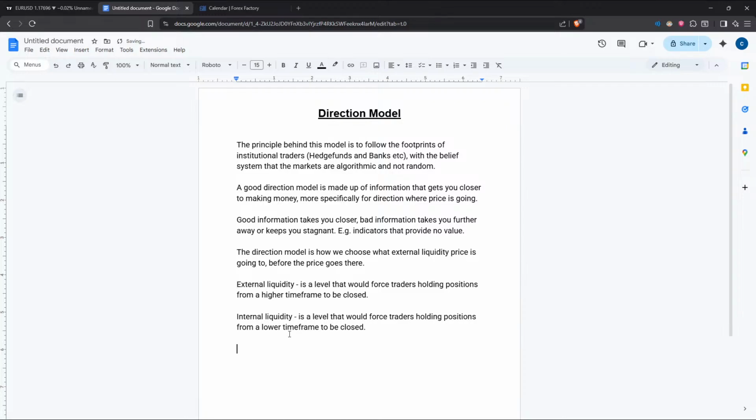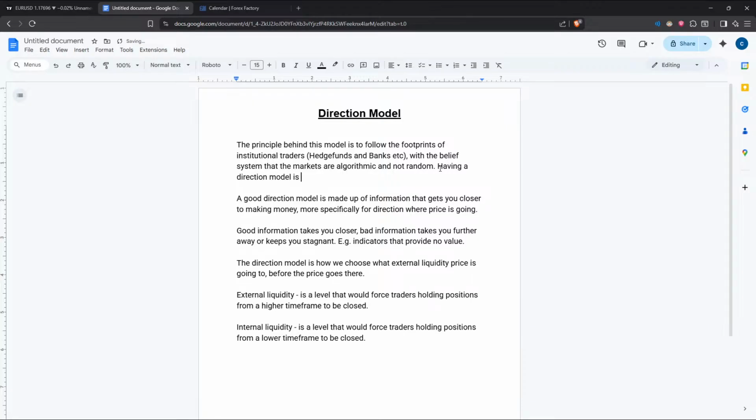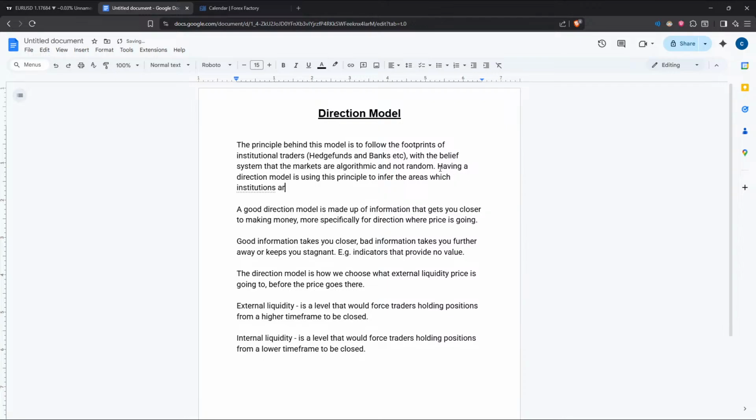Okay, I think we need to know why we need a direction model. Well, we've kind of started it. Okay, let's add it here actually. Let's use this principle to infer the areas which institutions are targeting.